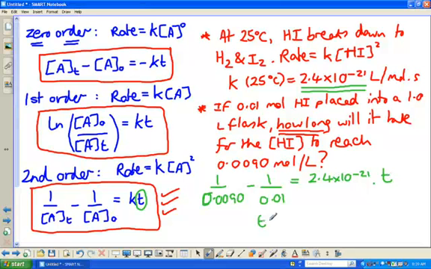And so what we get here, once we do all our calculation and take this over to the other side, is a time of 4.63 times 10 to the 21st seconds, and that's an awfully large number of seconds. Awfully large.